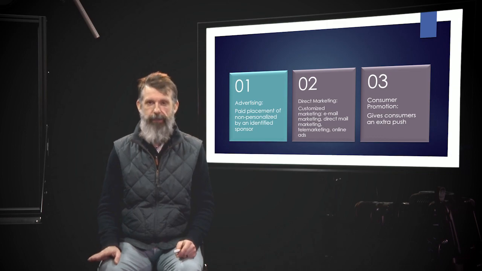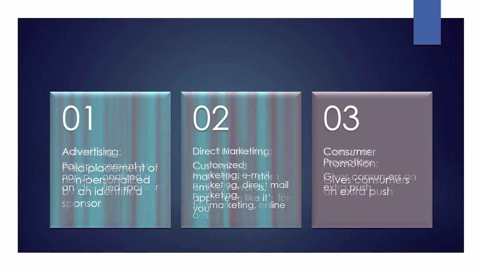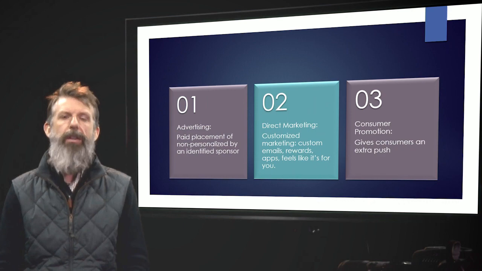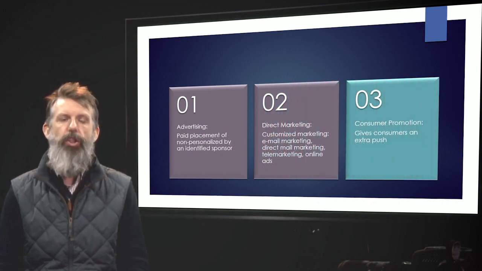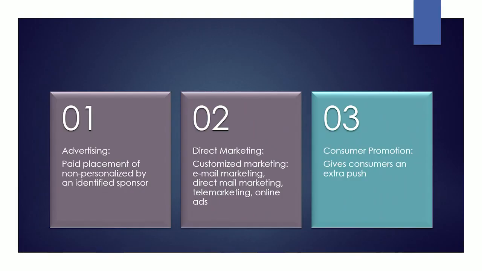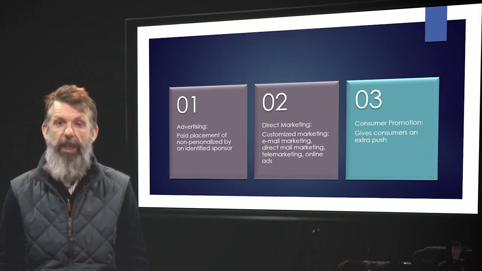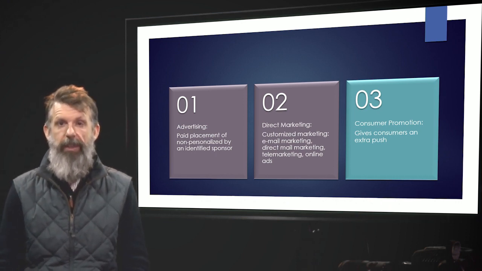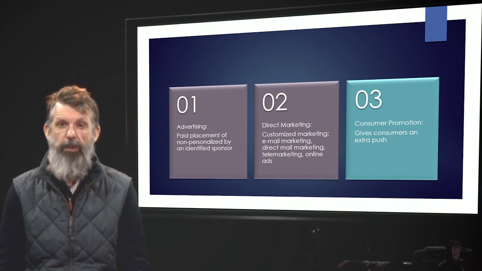That's advertising. Direct marketing is more like customized marketing. It's like email marketing, direct mail marketing, telemarketing. You're trying to get a little more focused and customized on people. The last one, consumer promotion. Consumer promotion is what I like to say, it's a nudge. They're giving you a nudge. It's a coupon. Buy one, get one free. It's something like that, right? These are examples of giving people just sort of a nudge.